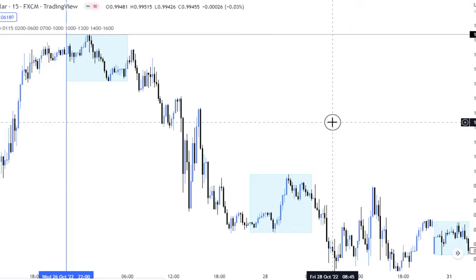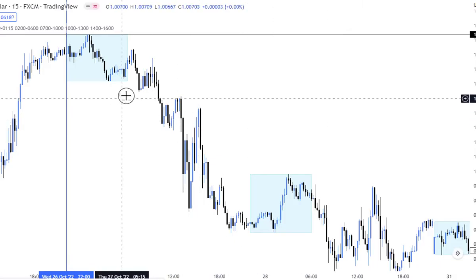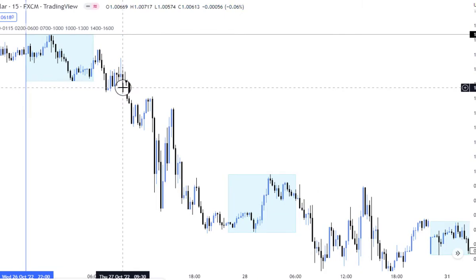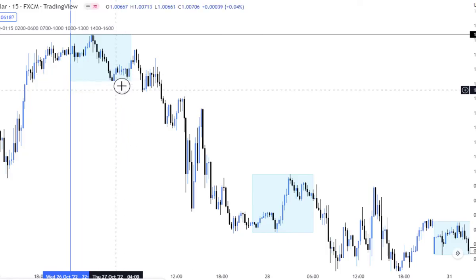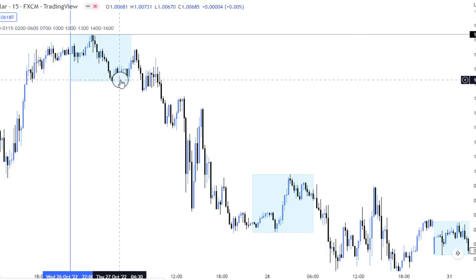Okay guys, let's quickly look at what we have here. The blue boxes here are the Asian session. They define the Asian session, and remember I mentioned that an ideal Asian session shouldn't be above 40 pips. It can go above 40 pips, but if it is, we will need to lower our expectations for that day, because price may have traded half of the average daily range of that day.